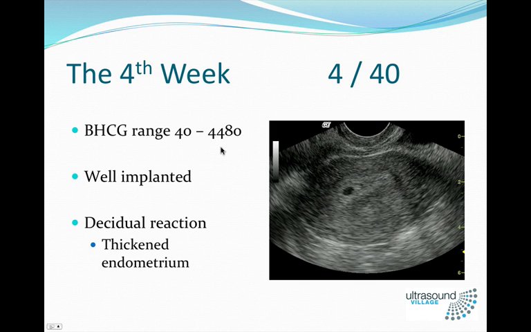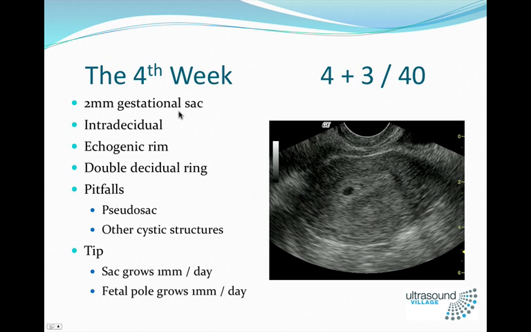By the 4th week, that pregnancy is well implanted into the endometrium. You get a decidual reaction and a thickened endometrium. And on an ultrasound, you get a little blob. So at 4 weeks and 3 days, you have a 2 millimeter gestational sac, tiny little thing. Around it, you have an echogenic rim and what we call a double decidual ring. You can see that you've got this brighter white bit and then a little dark bit there and then a brighter white around there, and that's called a double decidual ring. The problem is that it just looks like a little cyst, doesn't it? And although that is typical, and this one is actually a gestational sac, it's very easy to get that wrong. And a pseudo-sac of ectopic pregnancy or other little cysts in the endometrium can look the same.